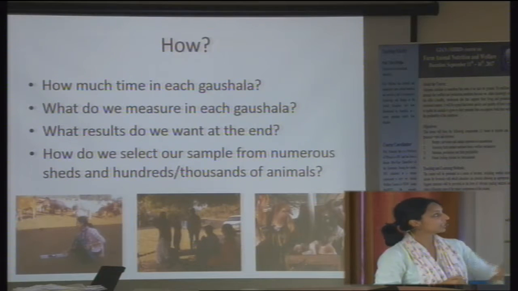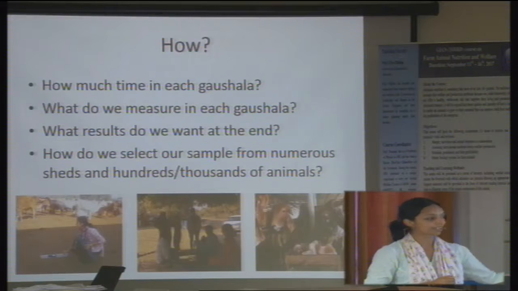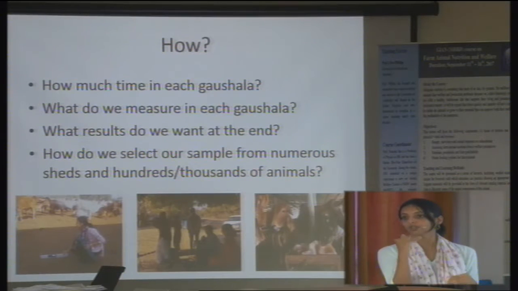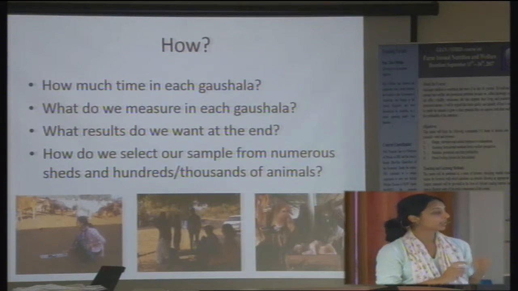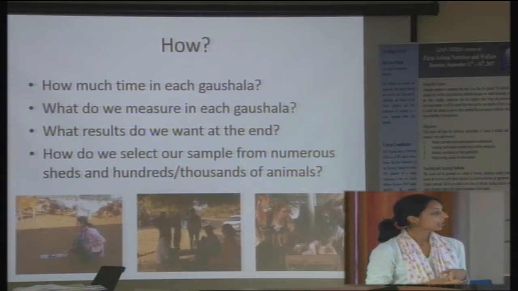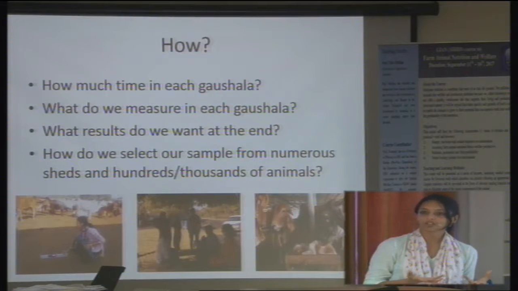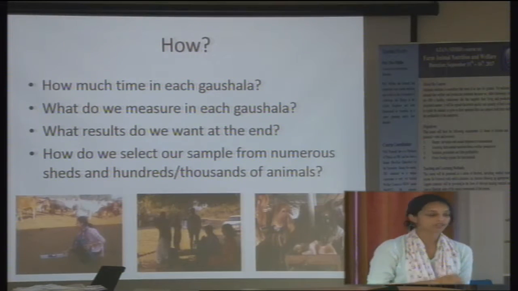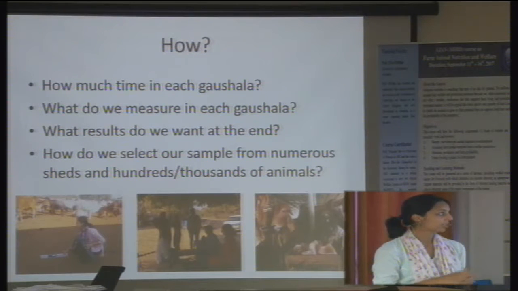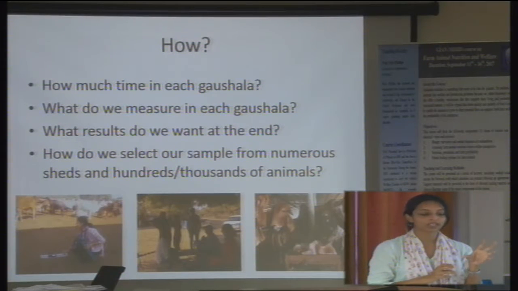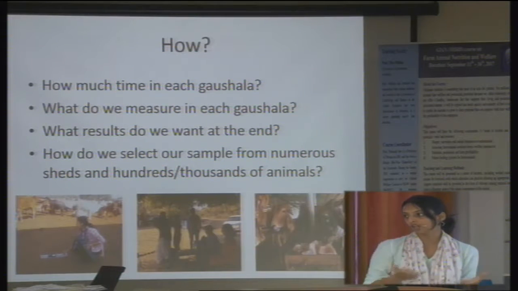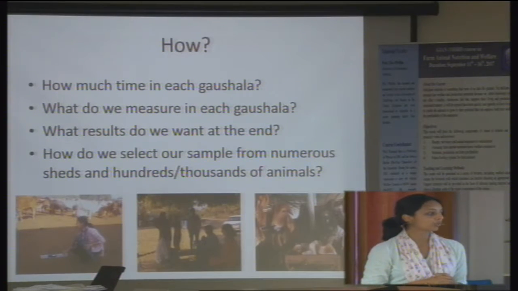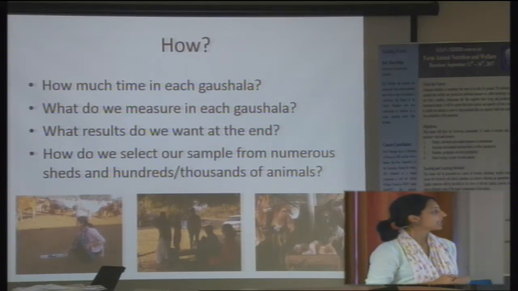So we needed to work out how exactly we're going to do this, what we're going to do in the one day. We decided we were going to do it within one day at each Gaushala. So we needed to work out how much time, what exactly we can manage to measure in just that 8 hours. So we needed to divide the 8 hours into looking at a certain number of animals, looking at features of a shed or a housing facility, and also leaving time to talk to the owners.